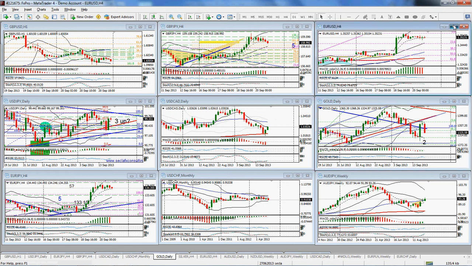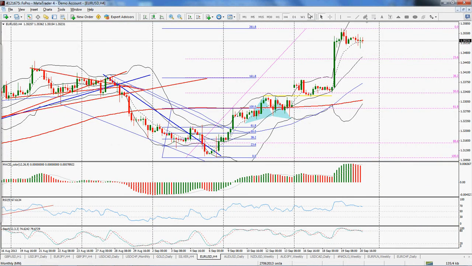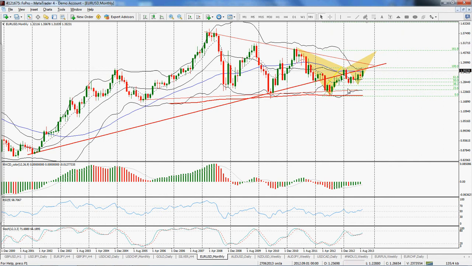I'll start with Euro US dollar monthly chart. On the monthly chart I have already plotted this butterfly pattern. I think such a butterfly pattern can extend here. So we may have a right arm in the future somewhere here.